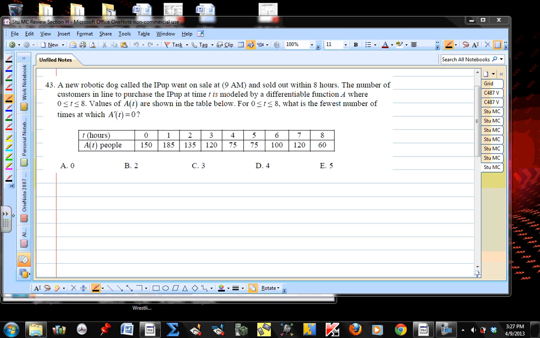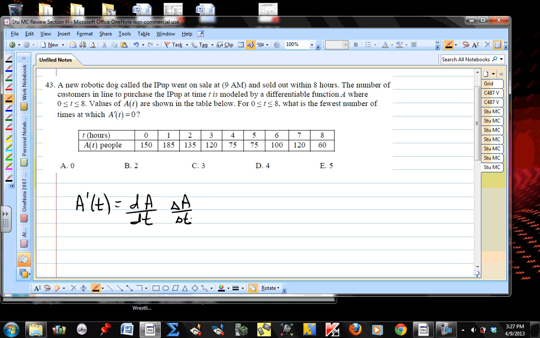So let's just remember a couple things here. A prime, that's a rate of change of A with respect to t. You can think of that as dA/dt. And in simple terms, that's the change in A with respect to the change in t. So let's take a look here.